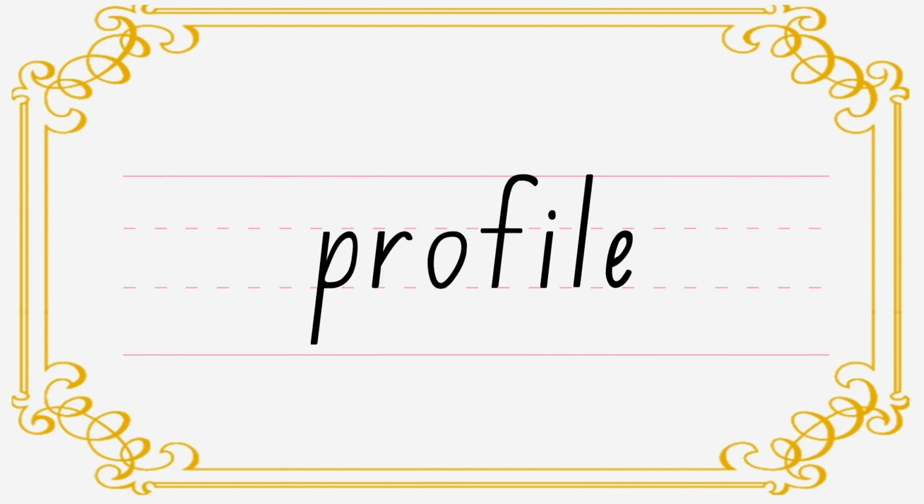To spell profile, simply split it up into two parts. Pro, which is spelt P-R-O, then file, which is spelt F-I-L-E. Simple. Put them together, and you have P-R-O-F-I-L-E spelling profile.